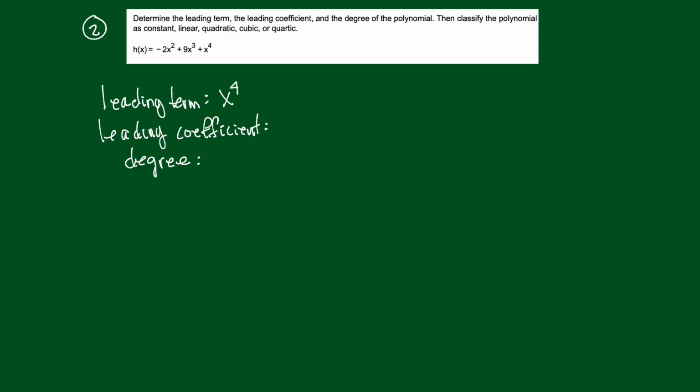Then the leading coefficient, what is the coefficient? The multiplier of x to the 4th. That's a 1. And the degree is the exponent on the leading term. The highest exponent you're going to see there is 4.